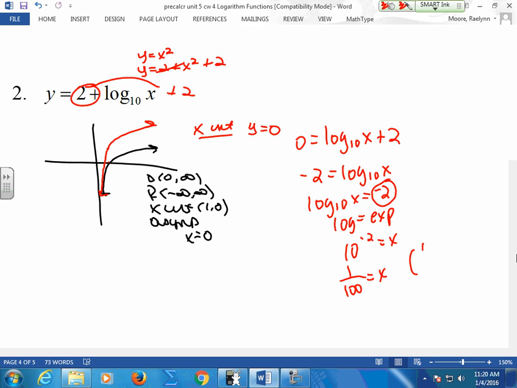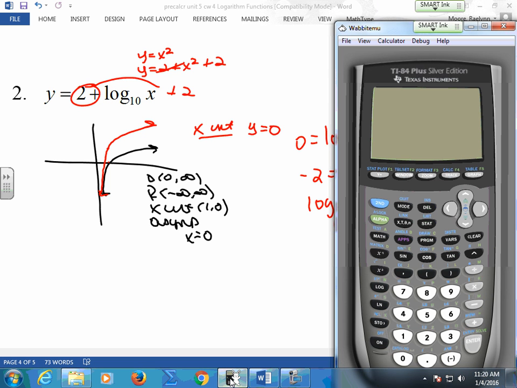So here's my x-intercept. Now you can confirm this on your calculator. I'd like you to get used to doing your transformations without your calculator, but if you want to go back and confirm this on your calculator, be my guest. We're log base 10, so you just need to say log of x plus 10, plus 2, sorry, plus 2.